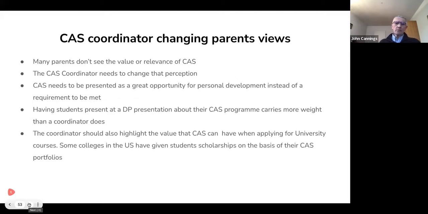A last point that's really important. The coordinator also should highlight the value CAS can have when applying for university courses. And I know from experience, some colleges in the US have given students scholarships on the basis of their CAS portfolios.